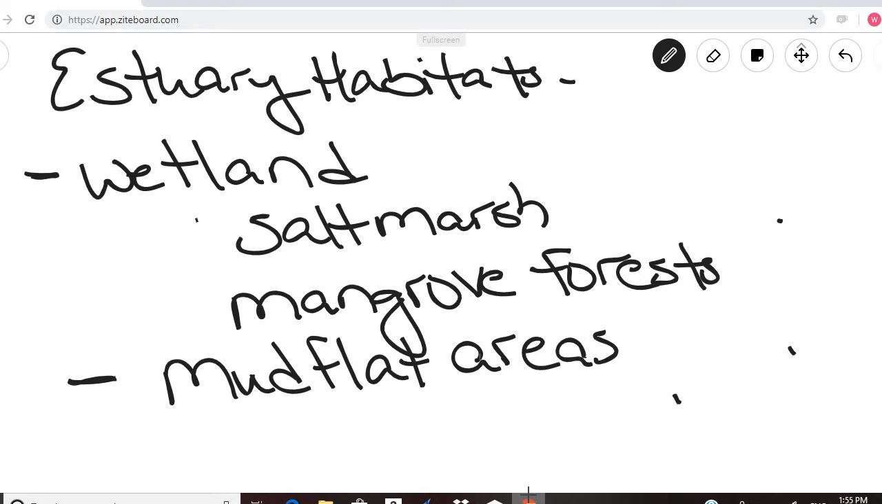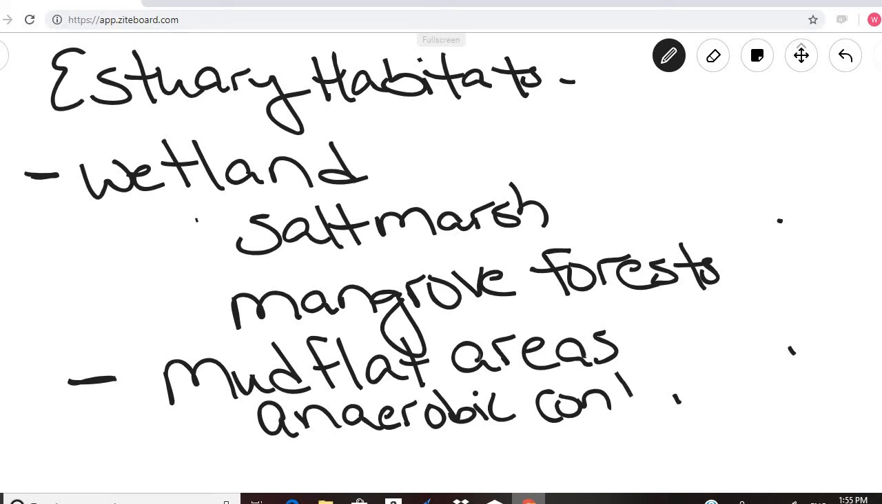Water doesn't move very well through mud. So in a mud flat area, you're going to get a lot of anaerobic conditions. So you're going to see things living here that can eat dead, decaying organisms. Even just a few inches below the surface, you're going to have a lot of decomposing bacteria that live here.